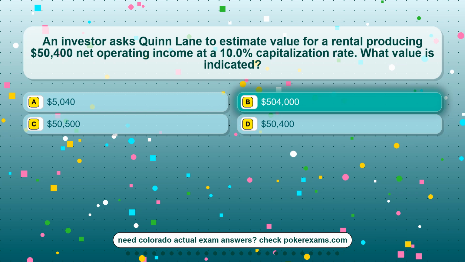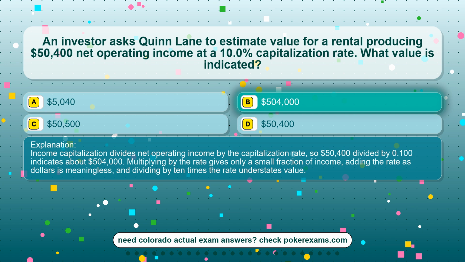The correct answer is option B, $504,000. Income capitalization divides net operating income by the capitalization rate, so $50,400 divided by 0.100 indicates about $504,000. Multiplying by the rate gives only a small fraction of income, adding the rate as dollars is meaningless, and dividing by 10 times the rate understates value.